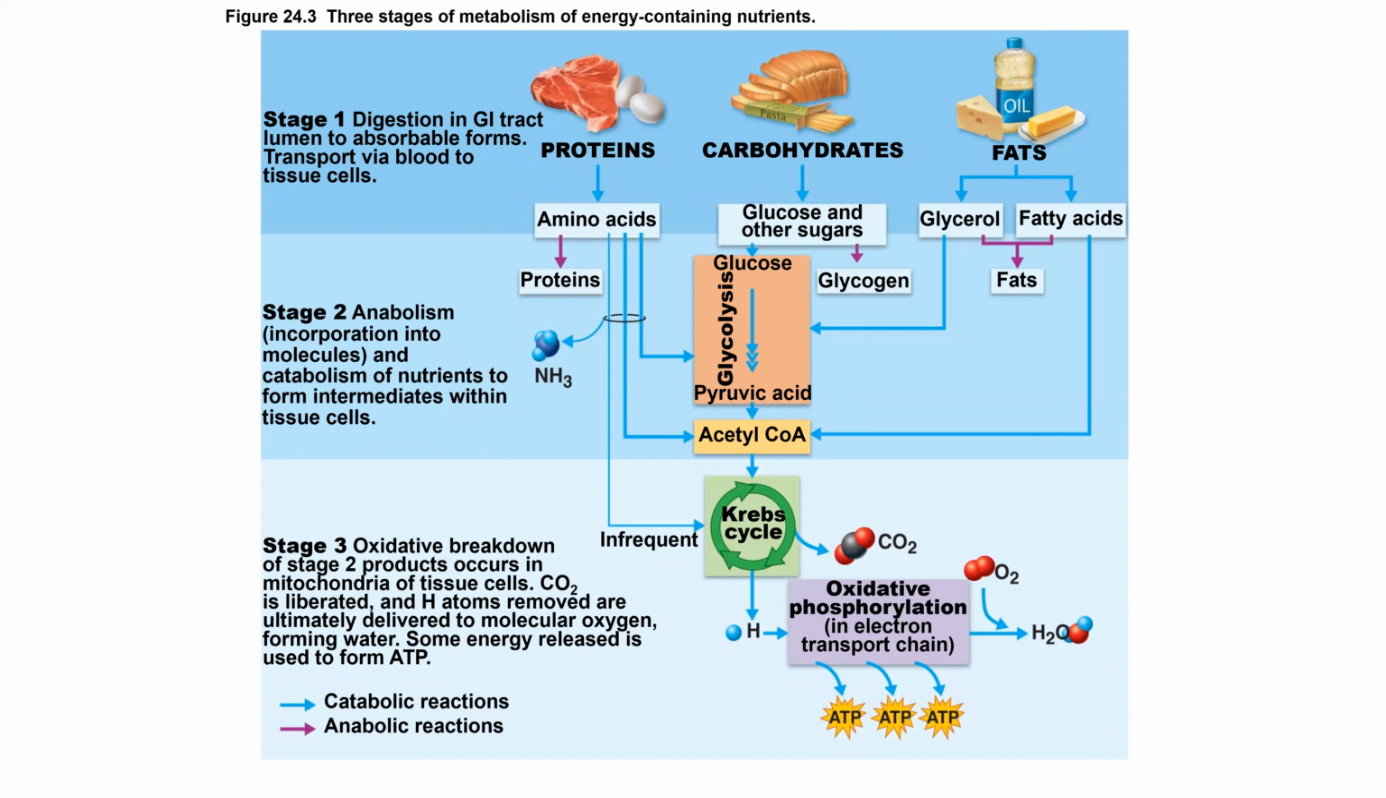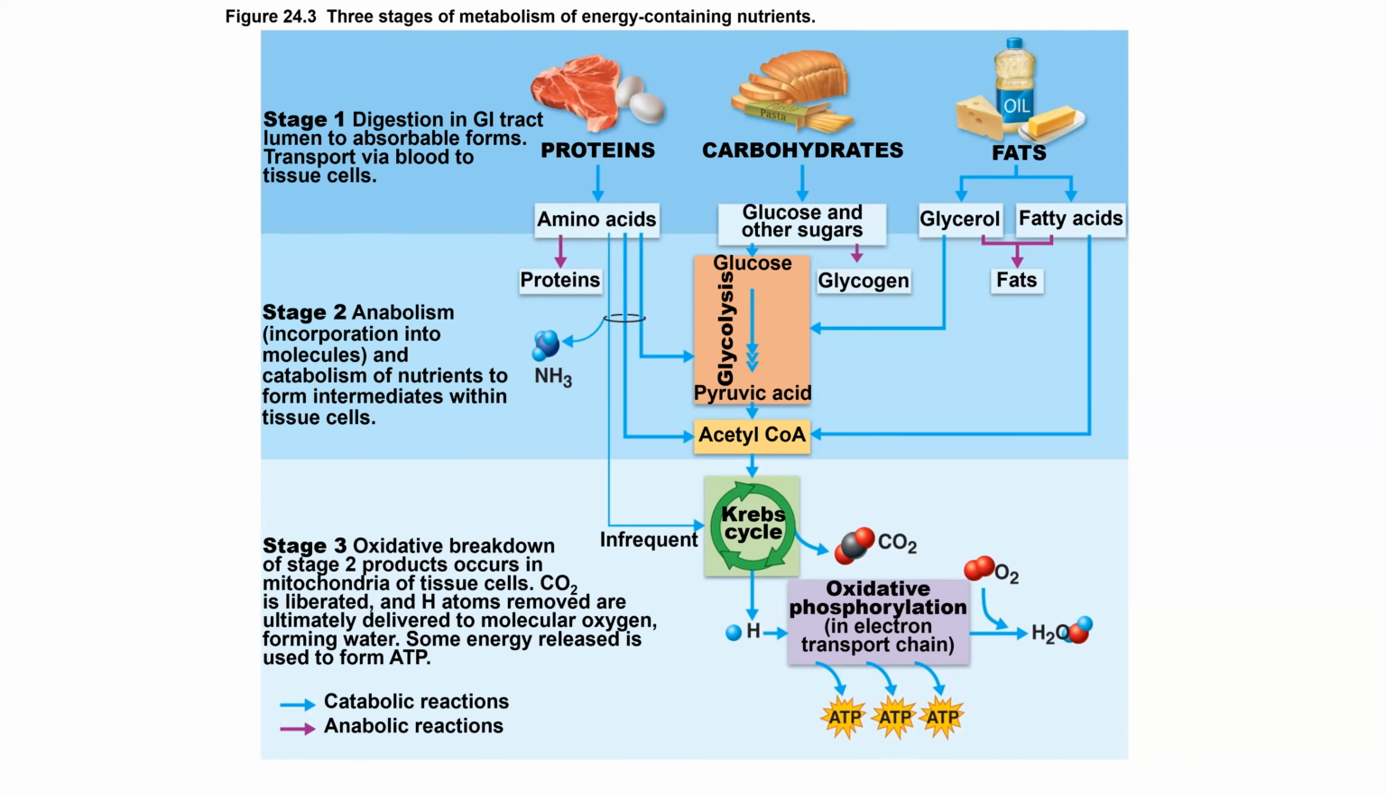So if we pull back and take a holistic view of what's going on here, pulling in stuff from the last chapter, the digestive system chapter, we've got our three major nutrients here: proteins, carbs, and fats. The digestive product of each of these is going to be amino acids from proteins, glucose and other sugars from carbs, and fatty acids and glycerol from fats, typically.